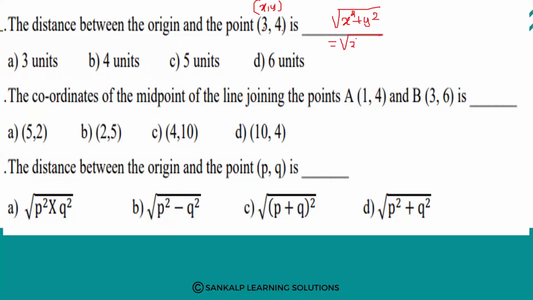X is 3. 3 square plus 4 square. That is, 3 square is 9, 4 square is 16. So 9 plus 16 is 25. Square root of 25 is 5. Therefore, 5 units. Okay. Option C is right.